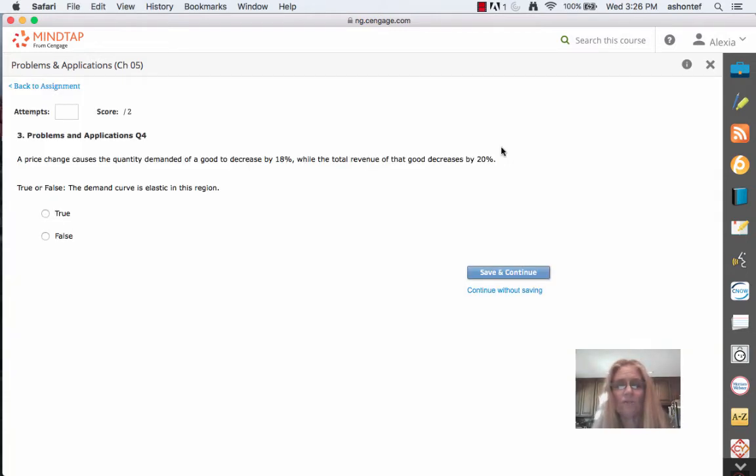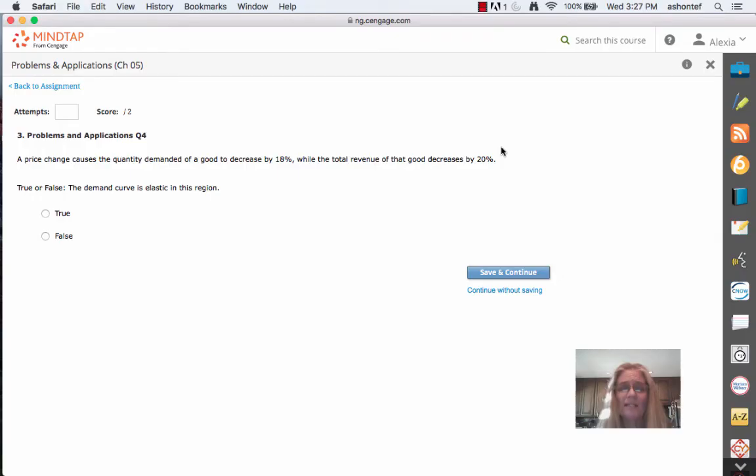Okay, so question 3 here. This question is looking at the relationship between price, quantity demanded, and total revenue. Just a quick reminder: since it's talking about quantity demanded decreasing, we know there had to have been a price increase here. So you're told price has increased, quantity demanded has gone down by 18%, and it has also caused total revenue to decline.